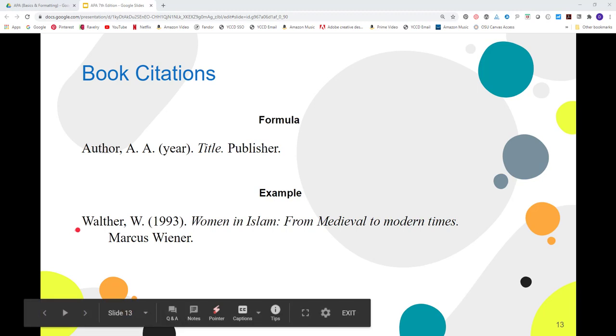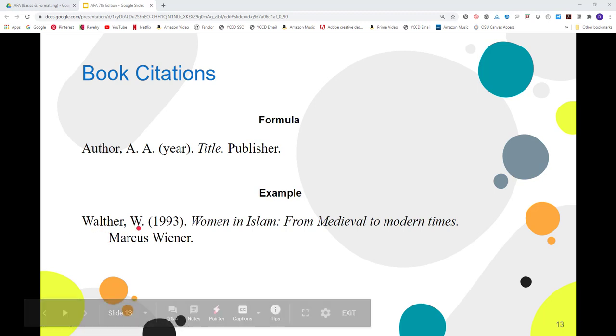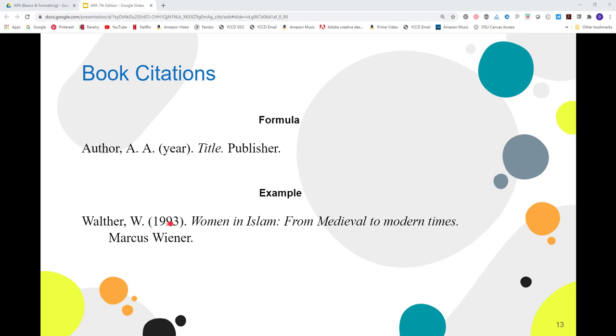The author's name is presented last name, comma, space, first initial, period. The publication year is next and is displayed in parentheses. A period follows most components.